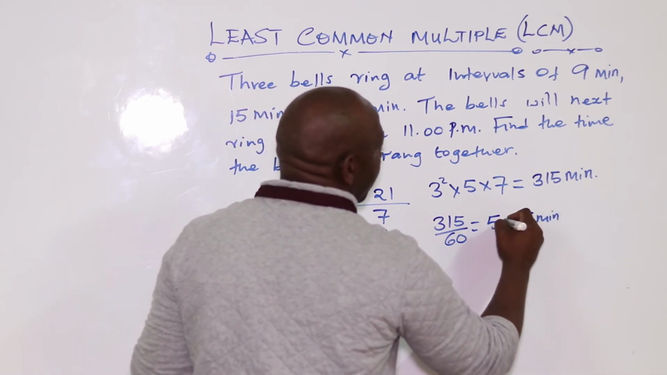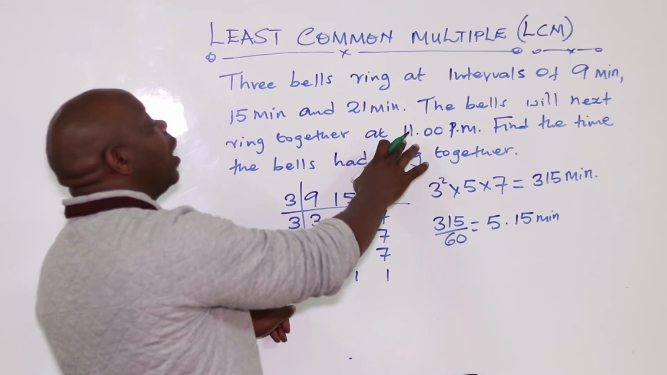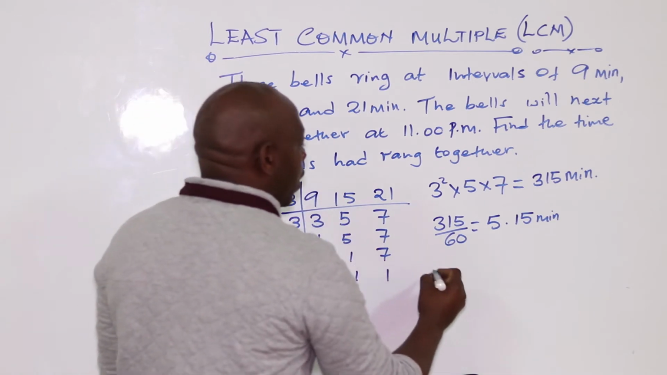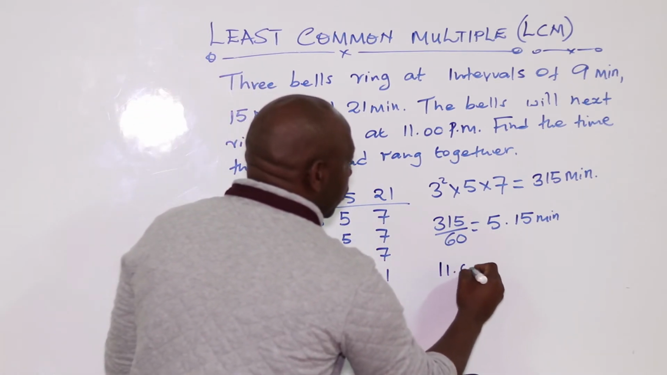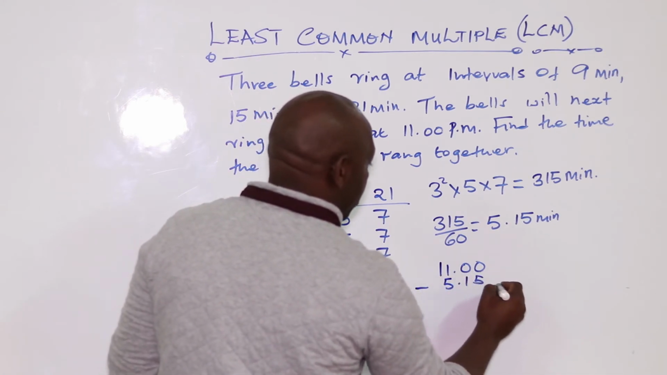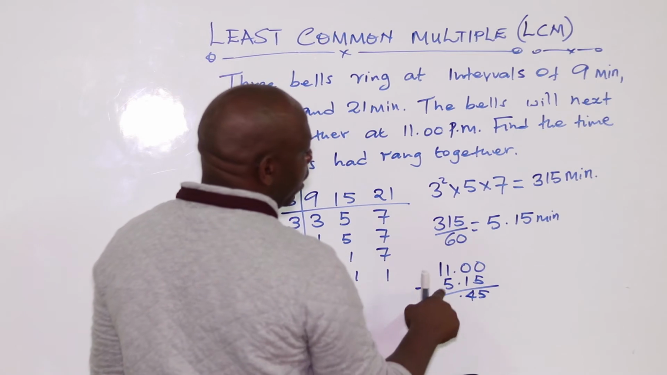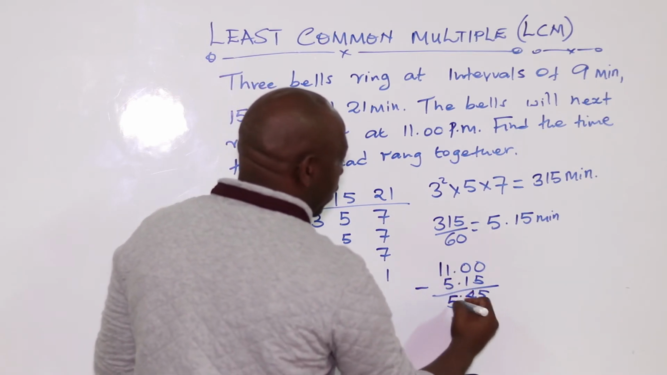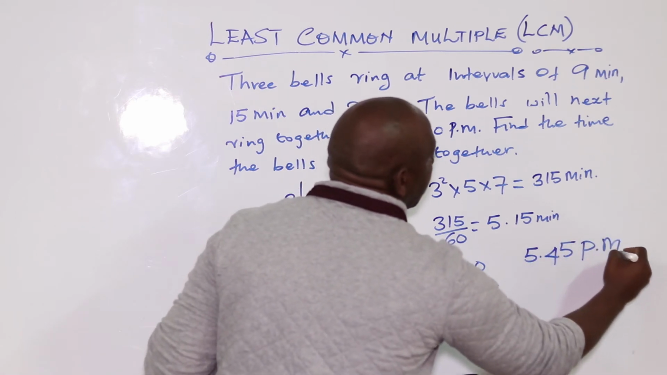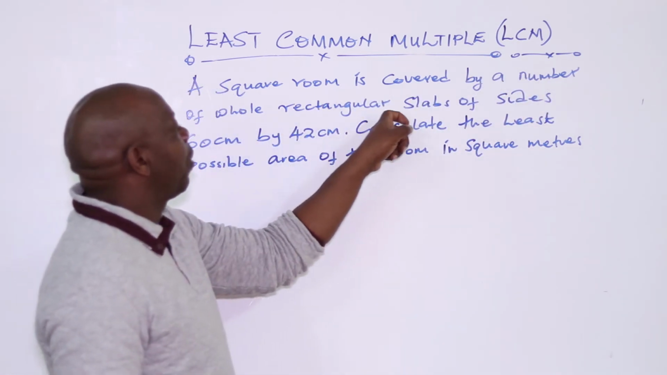So, if they were to ring at 11 p.m., then the last time they rang together was before 11 p.m. You subtract 5 hours and 15 minutes to get 45 minutes. You borrow 1 hour, so that you're left with 5, which is 5:45 p.m.